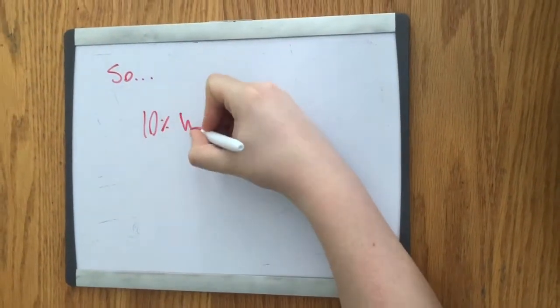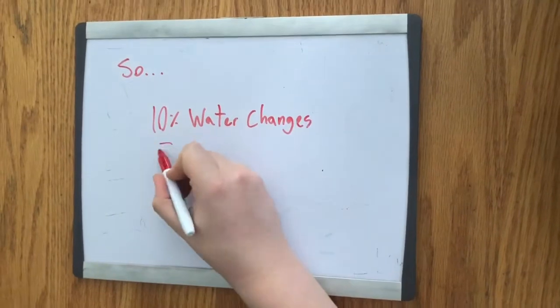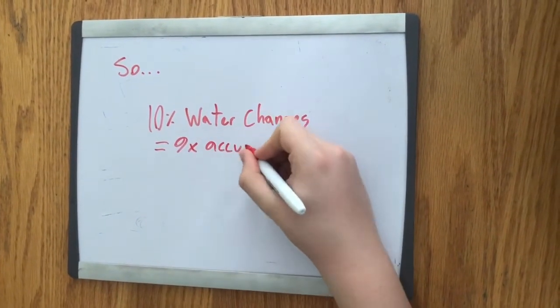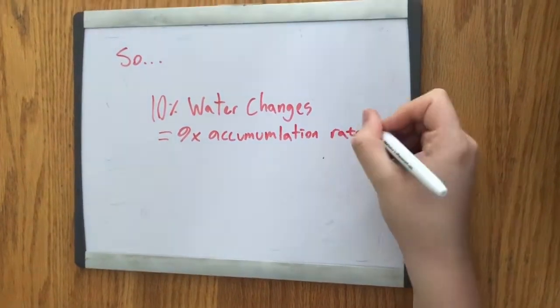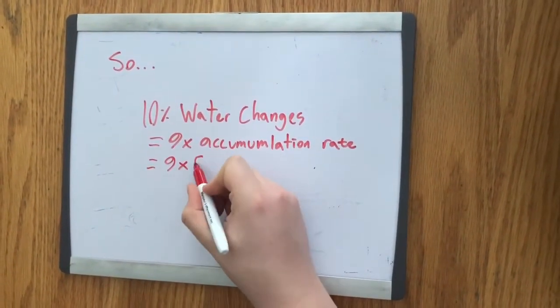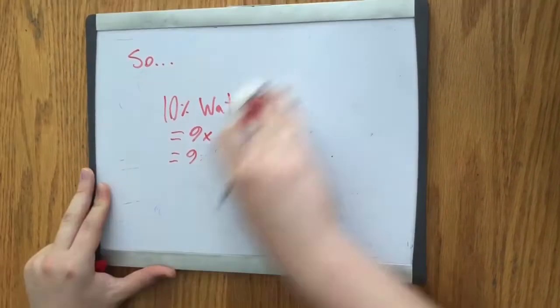So, in conclusion, if you're doing 10% water changes, you'll eventually plateau at 9 times the accumulation rate. The accumulation rate being 5 parts per million, 9 times 5 ends up being 45 parts per million, which is a little too much to have in the tank.